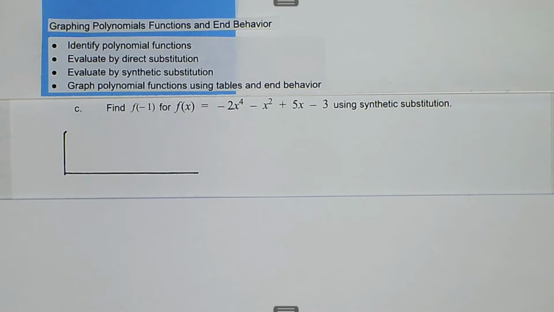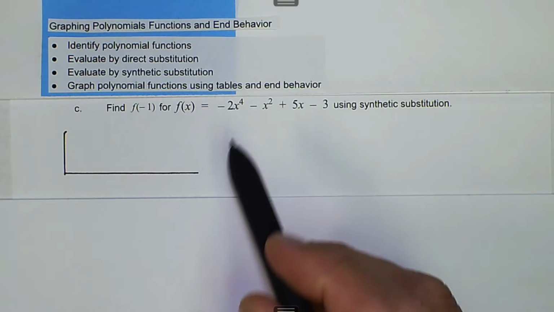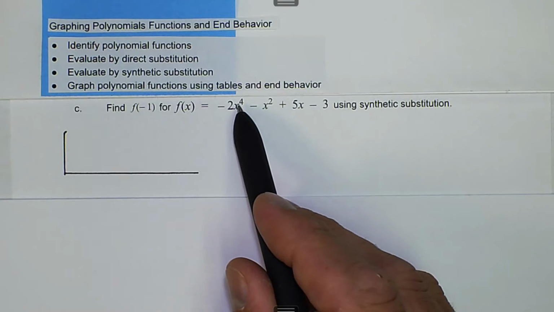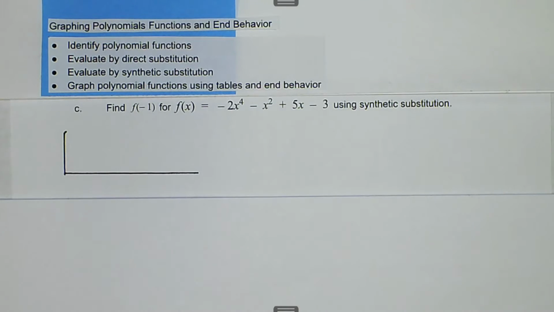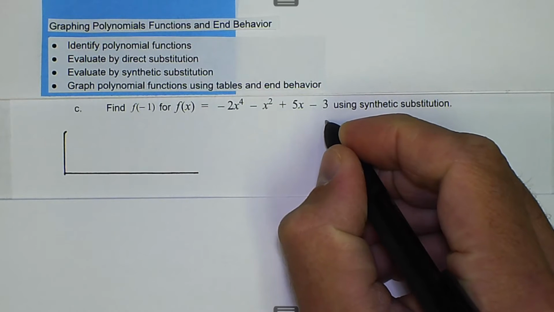So whenever we're using synthetic substitution, we always have to make sure that we have all our exponents accounted for, starting with our highest and then working down. So our highest here is x to the fourth. So then we should go find x to the third, and right here we go x squared, so we're missing one. So what I like to do is rewrite my function with all of the exponents in it, so that way I don't miss one. So I'm going to just write that over here.